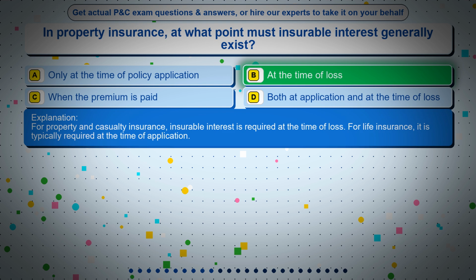For property and casualty insurance, insurable interest is required at the time of loss. For life insurance, it is typically required at the time of application.